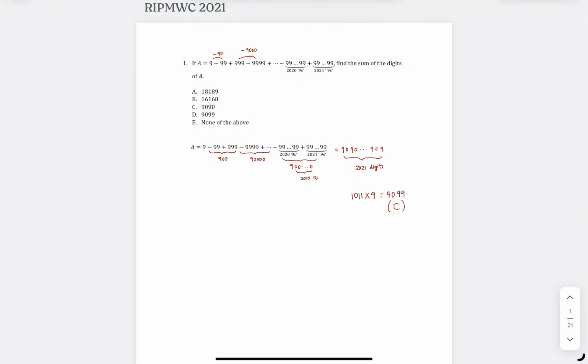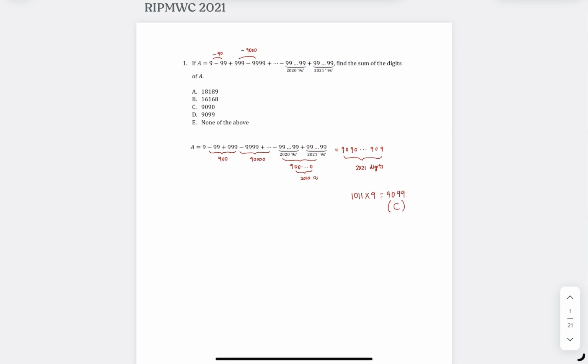Okay, so in this case you can have two ways. One approach is by using negative numbers. 9 minus 99 is negative 90, as well as 999 minus 9999 is negative 9000, and so on and so forth. Okay, then you plus 99999.